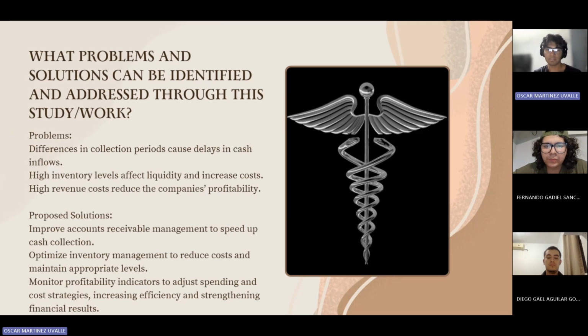Some of the proposed solutions will be to improve accounts receivable management to speed up cash collection, to optimize inventory management to reduce costs and maintain appropriate levels, and to monitor profitability indicators to adjust spending and cost strategies.